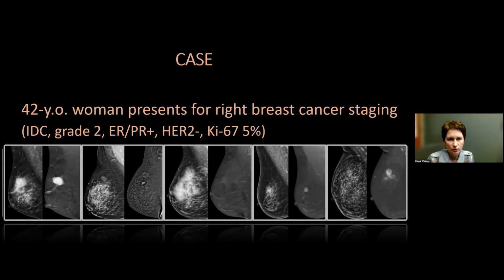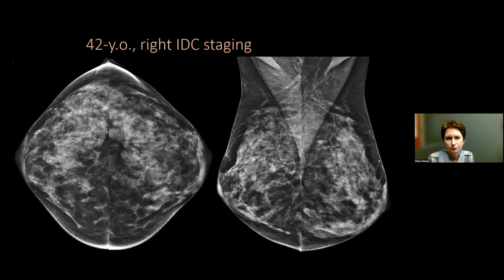This is a 42-year-old woman who presented to our institution with known right breast cancer for cancer staging. Her cancer is invasive ductal, grade 2, ER/PR positive, HER2 negative, and Ki-67 of 5%. She has very dense breasts, and we can see a clip in the right outer breast. Not much of a low energy finding, except for maybe one view asymmetry on the craniocaudal view.